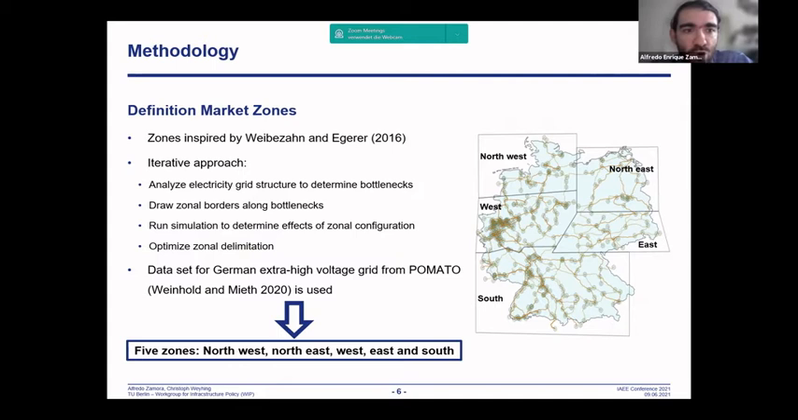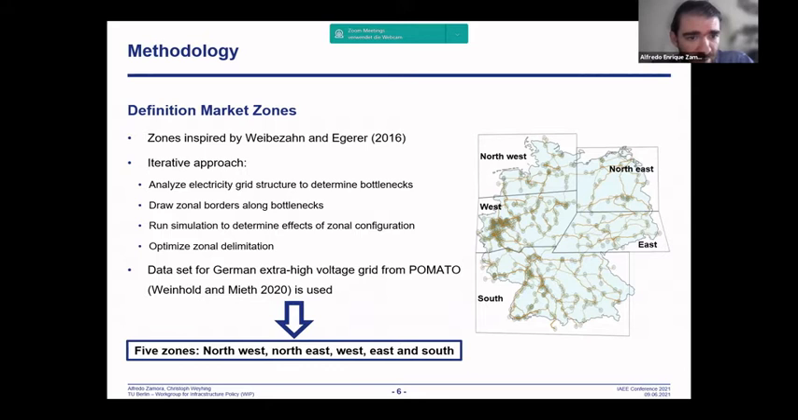We first analyze the electricity grid structure to determine some bottlenecks. Then we draw the zonal borders on these bottlenecks. Then we run a simulation to determine the effects of the zonal configuration. And then we optimize the zonal delimitation. So at the beginning, they were all squares, and then they took shapes depending on how we want to optimize the design of the zones. And the data we use for this simulation for the extra high voltage grid was taken from Pomato, and more about that on the next slide.